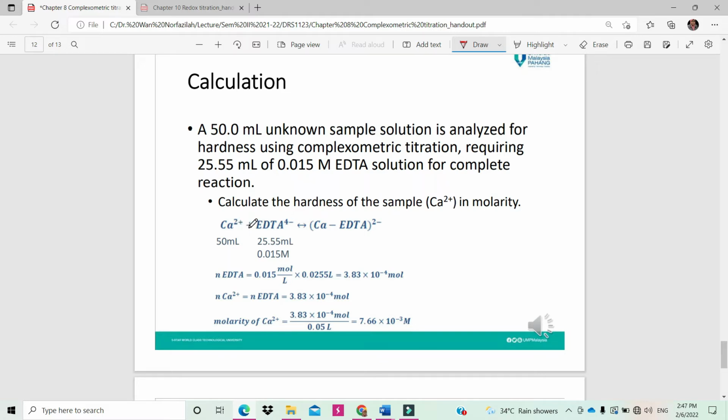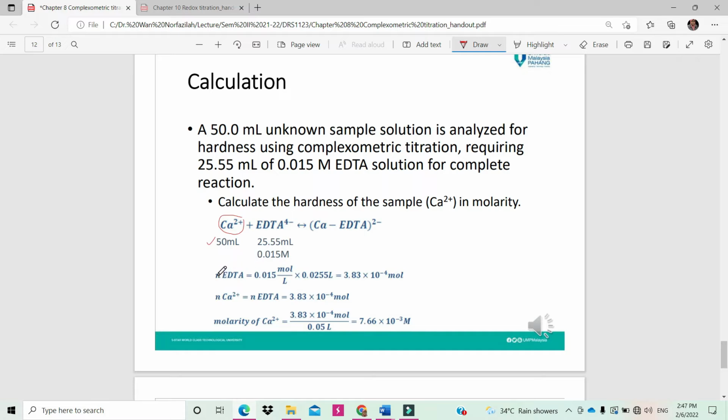Okay. So you are given the chemical formula, okay, chemical reaction, and we know that when we are talking about water hardness, it involves calcium ion. So this calcium ion will react with the EDTA, okay, EDTA 4 minus in the form of ion, okay, and you will get the calcium EDTA 2 minus. So you are given the volume of the unknown, which is 50 ml, while you need only 25.55 ml, 0.015 molar EDTA to completely react with the 50 ml calcium. So determine the molarity. Okay.